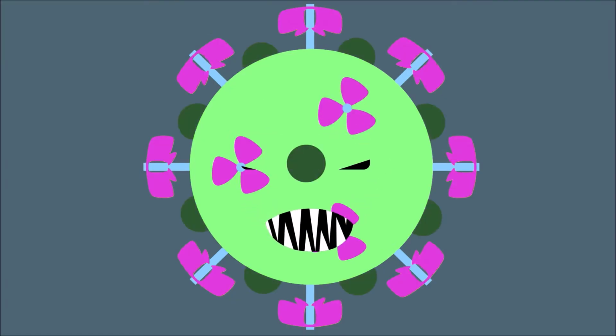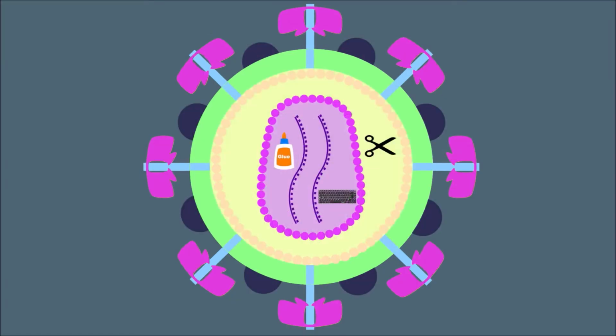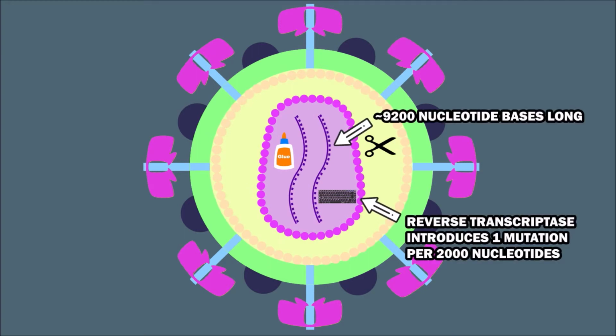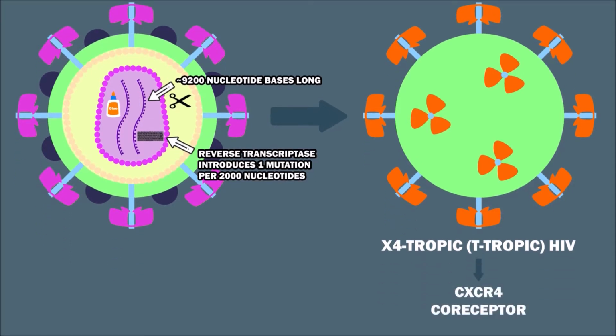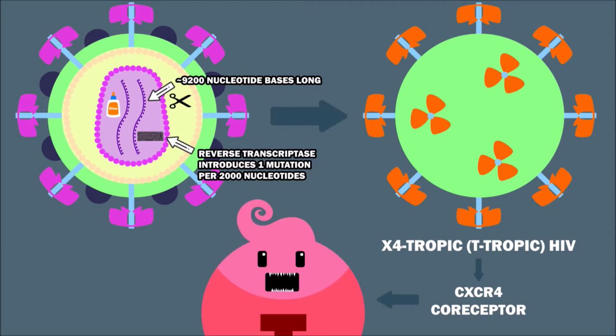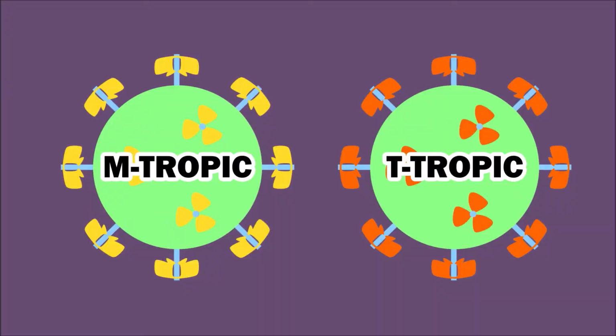HIV is infamous for its high rate of mutation. HIV's RNA is about 9,200 nucleotide bases long, and reverse transcriptase introduces a mutation about once per 2,000 incorporated nucleotides. With the rate of viral replication being so high, a second strain of virus sometimes develops, X4-tropic or T-tropic HIV. T-tropic HIV binds to the CXCR4 co-receptor, which is found exclusively on T cells. This is very bad news, as it speeds up viral progression. M-tropic and T-tropic strains can coexist in the body.